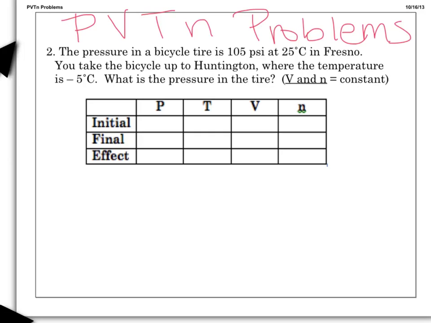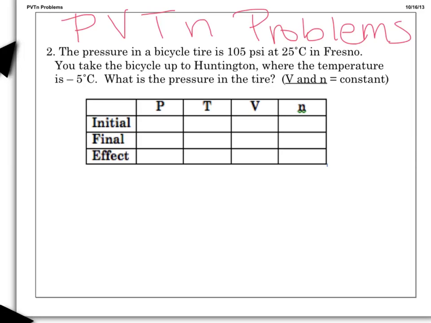This is from the packet that you got on Wednesday, October 16th. So if you were here, you'll be able to follow along with what you've already gotten done. If you were not here, then you can fill it in as we're going, and make sure that you pause and rewind if you're not understanding something. Okay, so let's start. We're going to start with question 2.